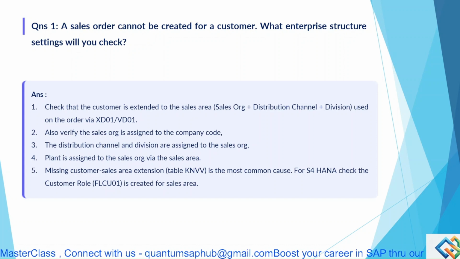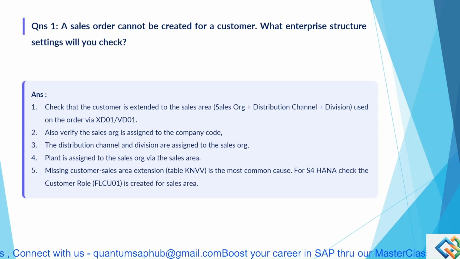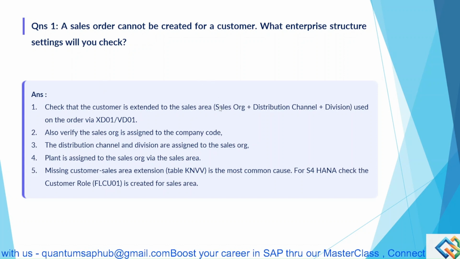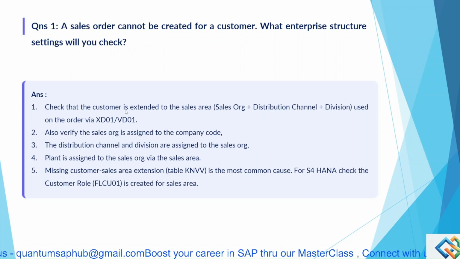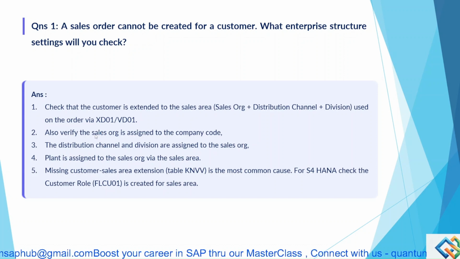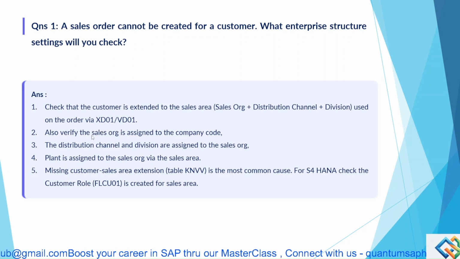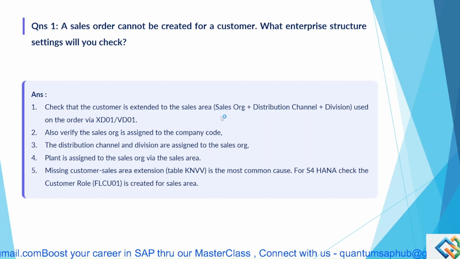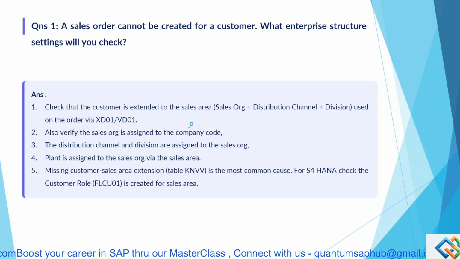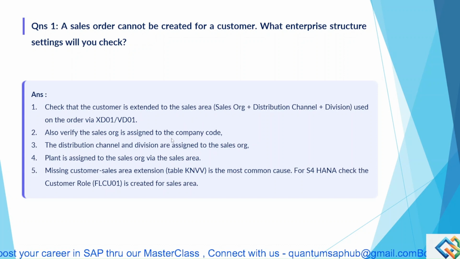The first is the sales area, where you need to check whether the customer is extended or not. The second validation will be the sales organization which you are taking in the sales area. That sales organization should be assigned to the particular company code. And for the sales organization, the distribution channel and division should be assigned.